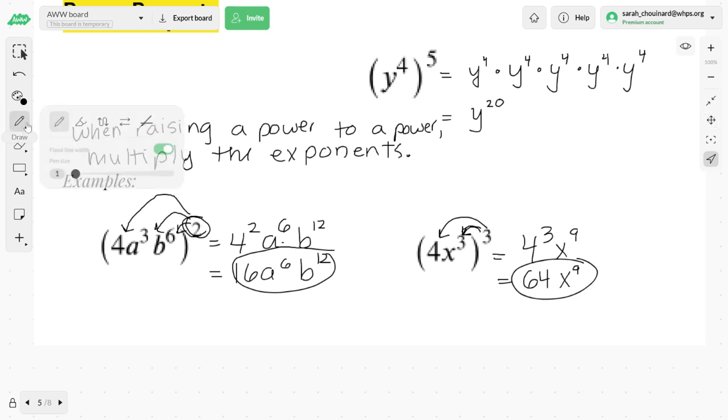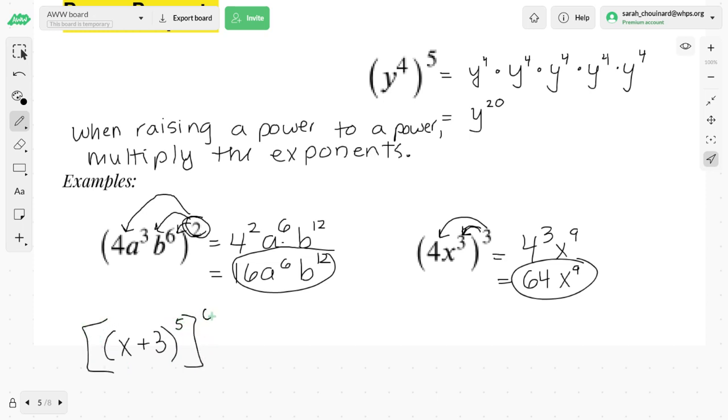And so the problem on the other page that I crossed out was x plus 3 raised to the 5th, all raised to the 6th. So I do have a power to a power here. So 6 needs to go to the 5. That's going to multiply to give me 30.